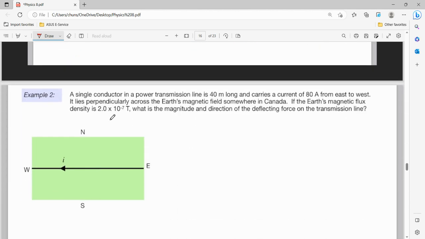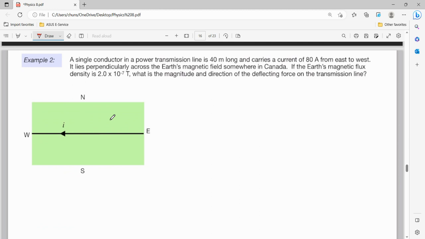So if we were to use this in an example, if we have a single conductor in a power transmission line, so we have our length, and the current is moving from east to west in this direction that's indicated here at 80 amps, so we have our current, and we have our magnetic field. We want the magnitude and direction of our deflecting force. Since this is the movement of electrons, we're going to use our left-hand rule.